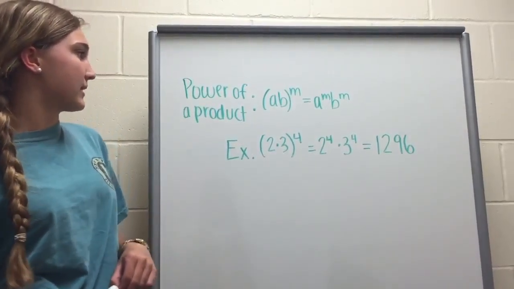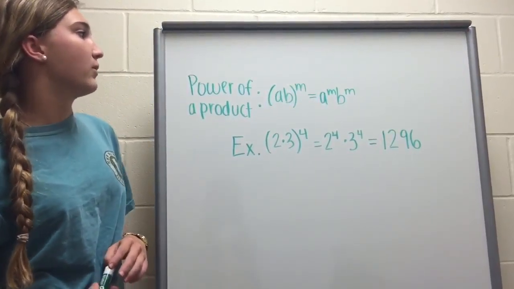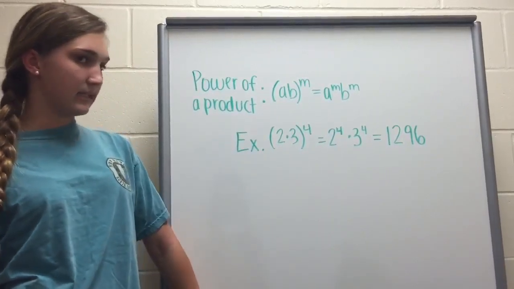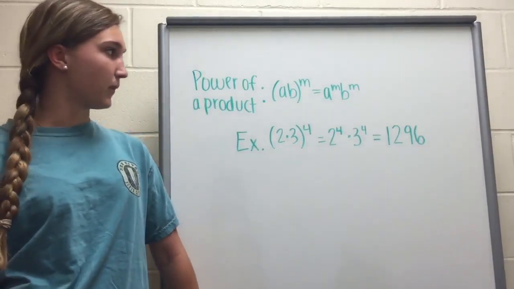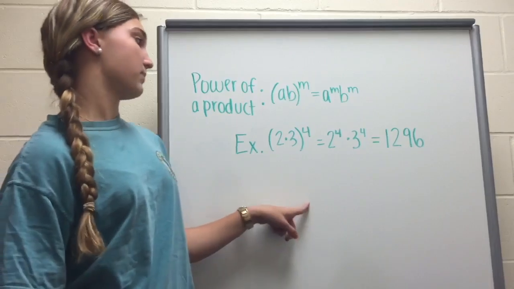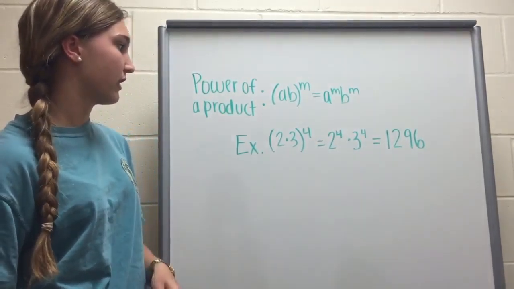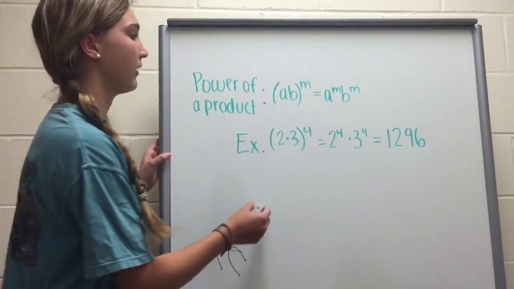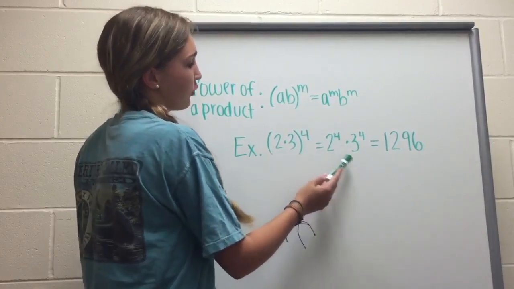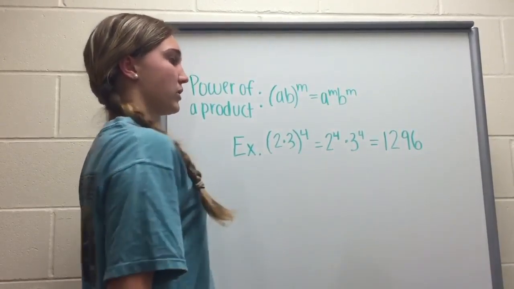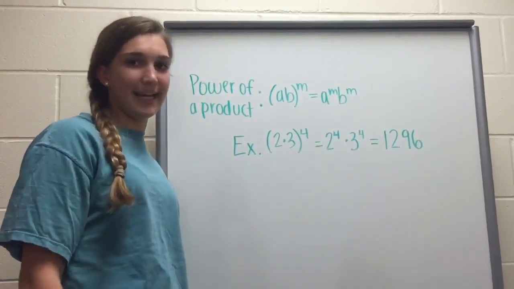The third property is power of a product, which is when you have two different bases multiplied and raised to the same exponent, and you would distribute the exponent to each base. So for this example, we multiply 2 to the fourth times 3 to the fourth, which would give us 1,296.